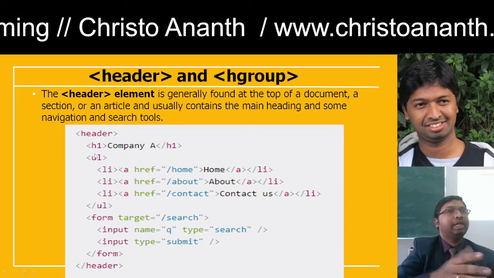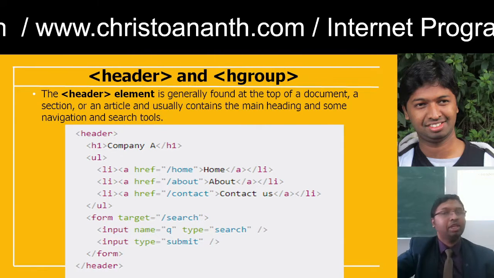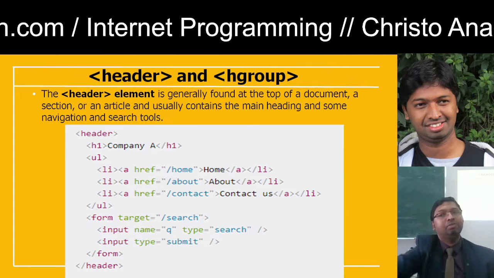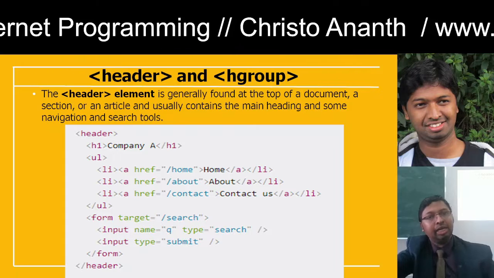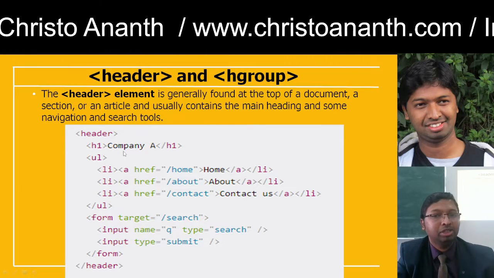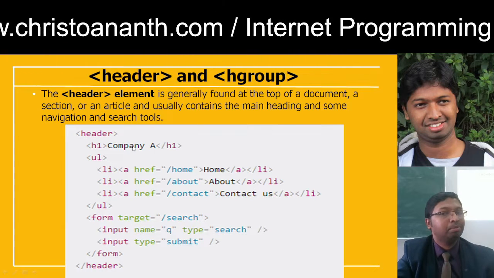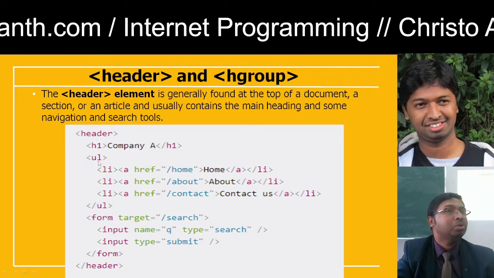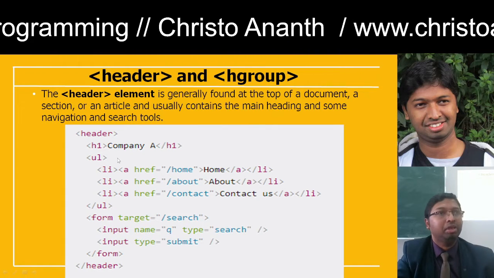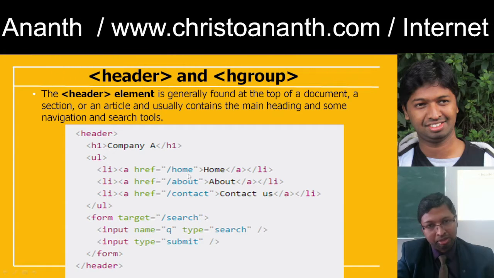Then you can specify the header tag also, like the header group. It is generally found at the top of the document, a section or an article, containing the main heading and some navigation. For example, in the header you will have h1. H1 is the highest level of tag. You specify company A, and then what is UL? Unordered list. And then you will have a link, a href equal to home, it is nothing but the home.